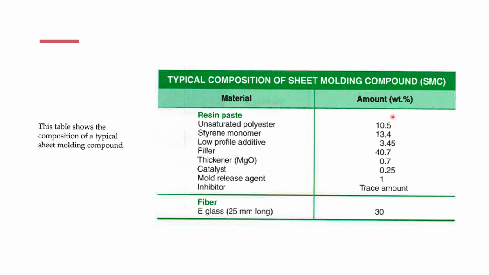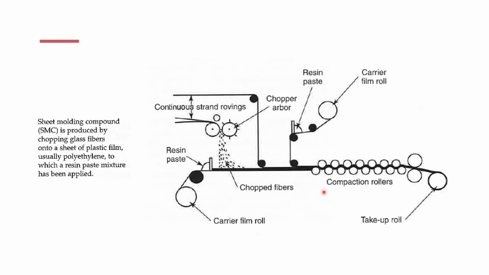And here's amount and weight percent. And then another textbook diagram showing you the sheet molding compound production in 2 dimensions. And we're doing it by chopping the glass fibers.